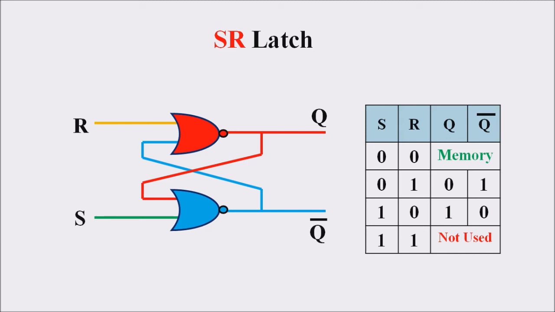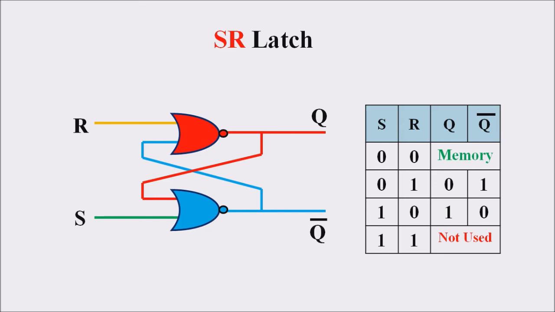S equal to 1 means the output will result in 1. R equal to 1 means the output will result in 0. That's why this circuit is known as the set, reset latch, or simply the SR latch. And the truth table or consolidation of the SR latch is as follows. S equal to 0, R equal to 0 is known as the memory condition. That is, when S is equal to 0 and R is equal to 0, the latch preserves the previous values of Q and Q complement. The values of Q and Q complement do not change when S equal to R equal to 0.